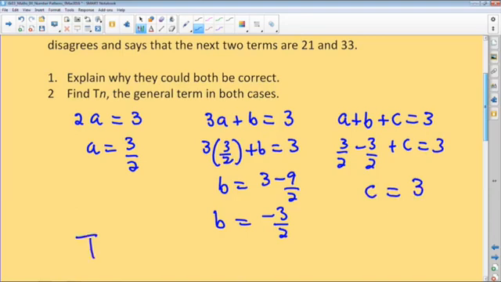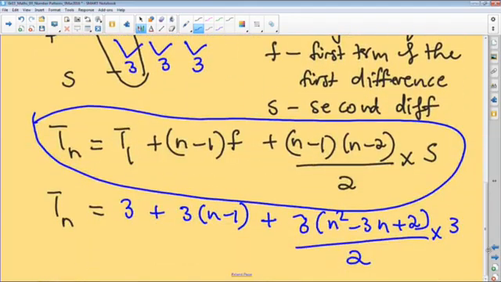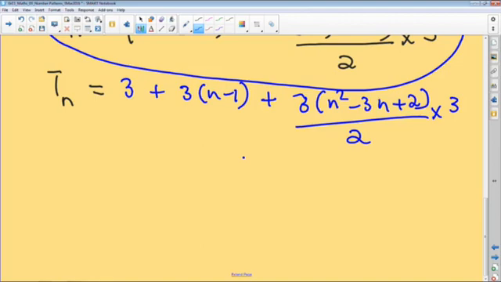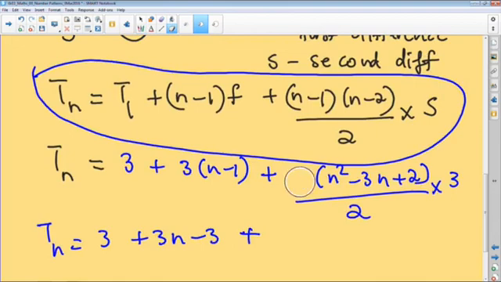So it means that you have Tn equals a, which is 3 over 2 n squared, plus b, that's minus 3 over 2 n, plus c, which is 3. And now, if you just look at this formula, you will have Tn is 3 plus 3n minus 3 plus. Now, if you work this out, you've got n squared minus 3n plus 2 all over 3.